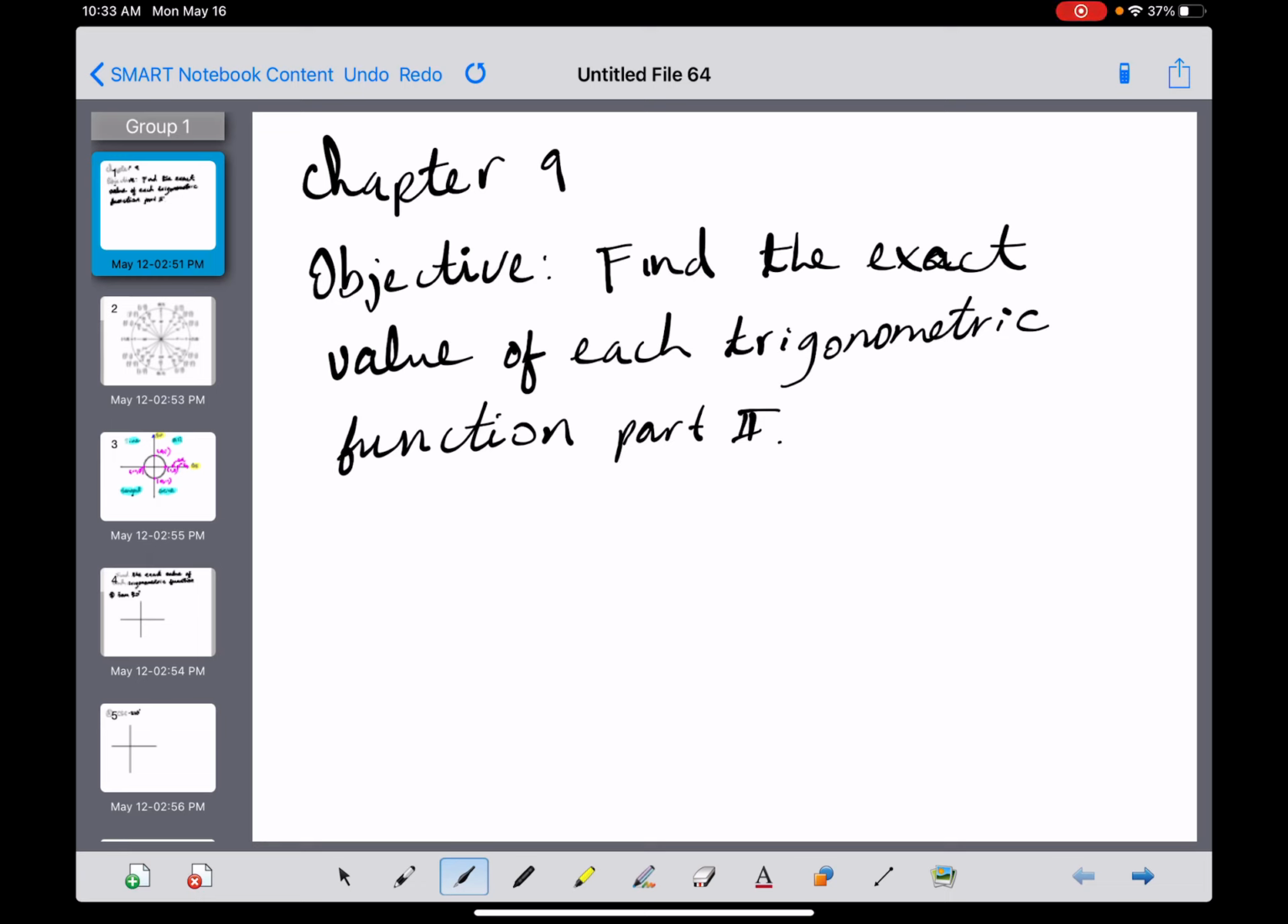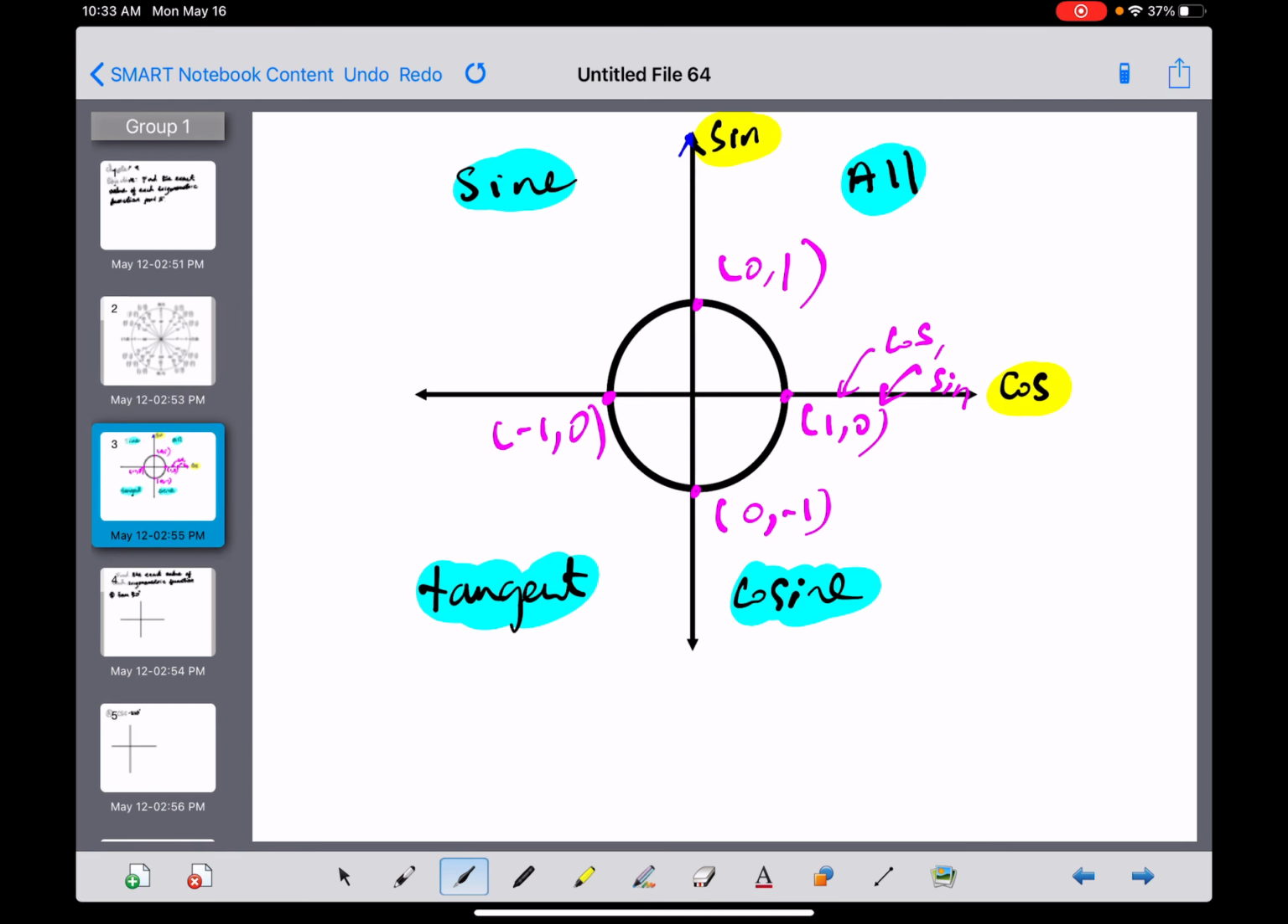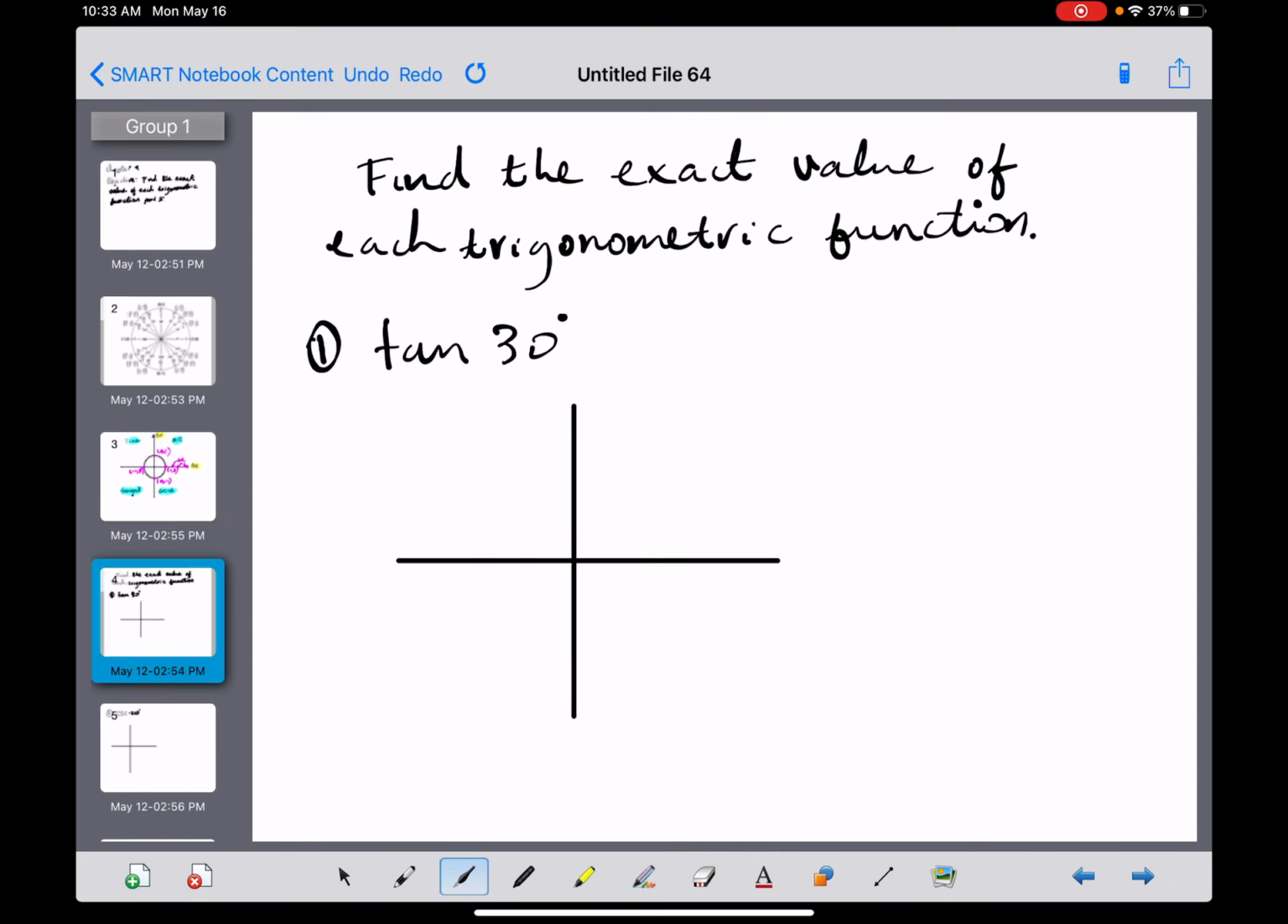Okay guys, this is the lesson for finding the exact value of the trigonometric functions, part 2. In part 1, we briefly talked about the unit circle and how to find those values, and I gave you the slides right here. Watch part 1 and also copy down this slide. Okay, now let's move on to the problem.